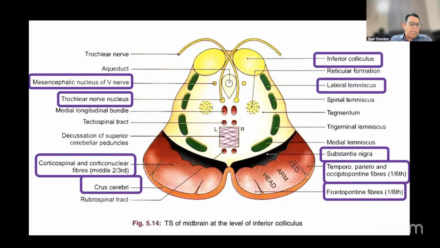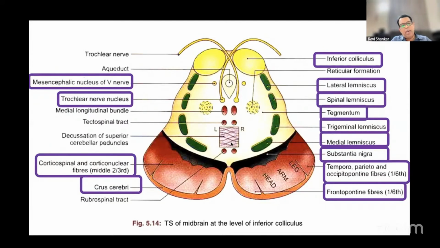The tegmentum consists of ascending tracts, again the lemnisci that we studied in the earlier slide: medial, trigeminal, spinal, and lateral lemniscus are seen in the tegmentum. Superior cerebellar peduncle decussation occurs at this level. The superior cerebellar peduncle decussates at this level. The medial longitudinal bundle is in relation to the trochlear nerve, and the tectospinal and rubrospinal tracts are seen at this level.